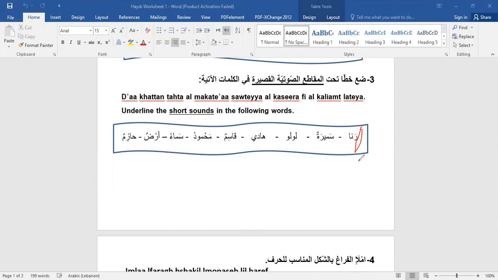In the first one, just put underline. Second one, all the short sounds in the second one. You can put a line, just underline. Okay, first one. And the last one. And yes. After it.